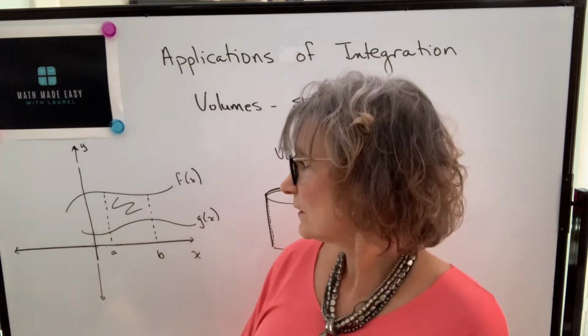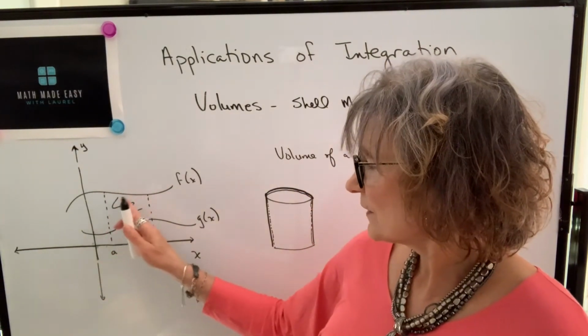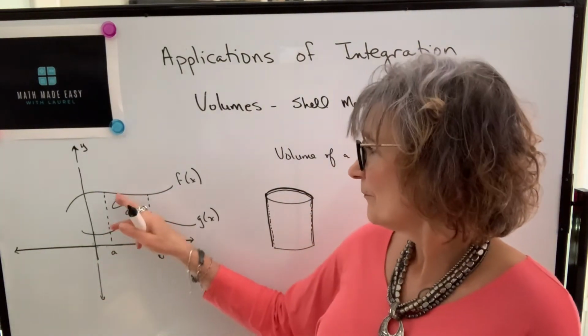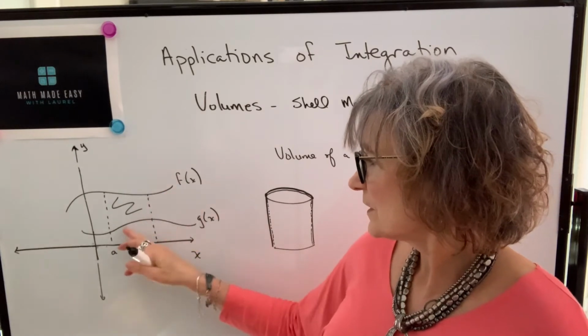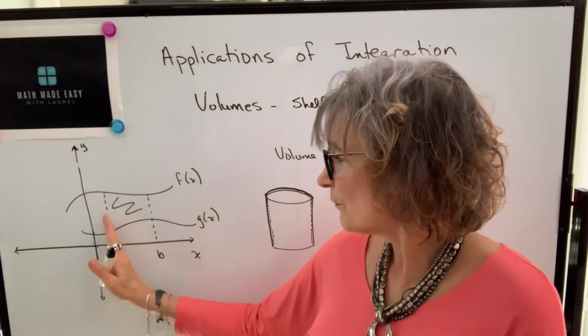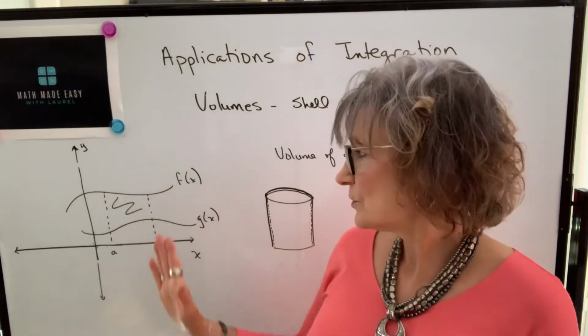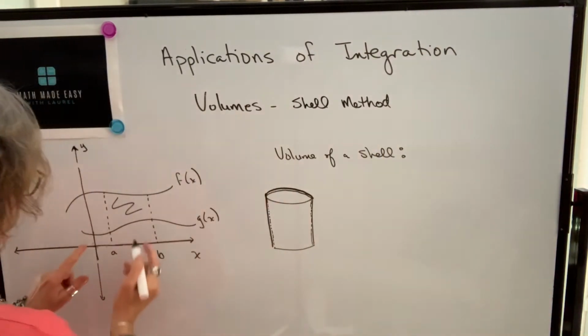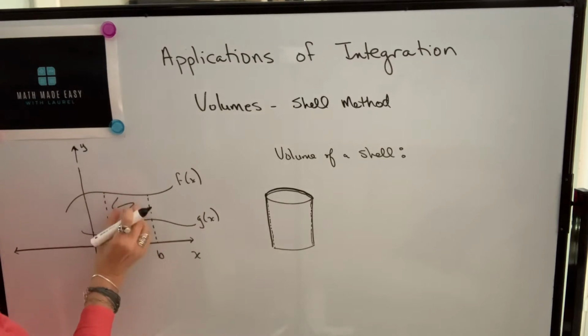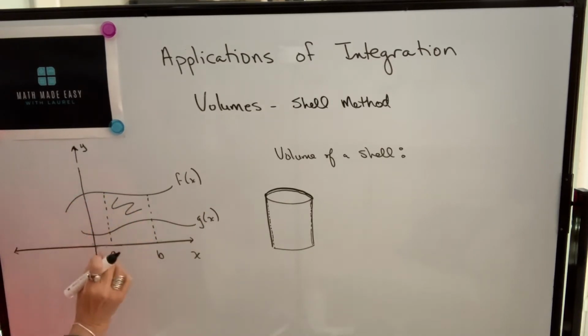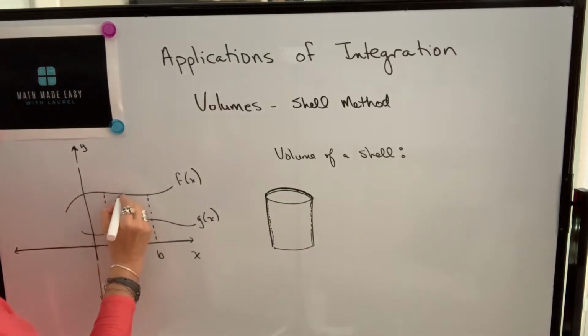And if we take a look at an arbitrary area with f of x as the top function, g of x the bottom function, and if we bound it by x equals a and x equals b, what I want to do is take a look at how we could find the volume of this area if it was rotated around the y-axis using vertical rectangles.